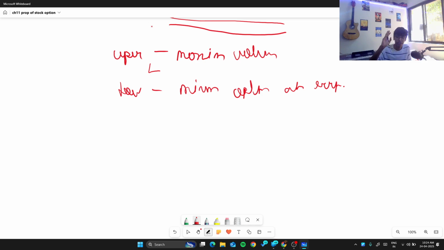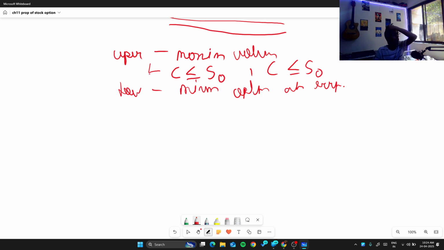You can think that the option could never be more than the stock price, because if it is more than the stock price, nobody would buy it, right? So for a call option, it will never be more than the stock price. That is the upper bound. This is European, sorry, C, and this is American. Now for the upper bound of a put option.